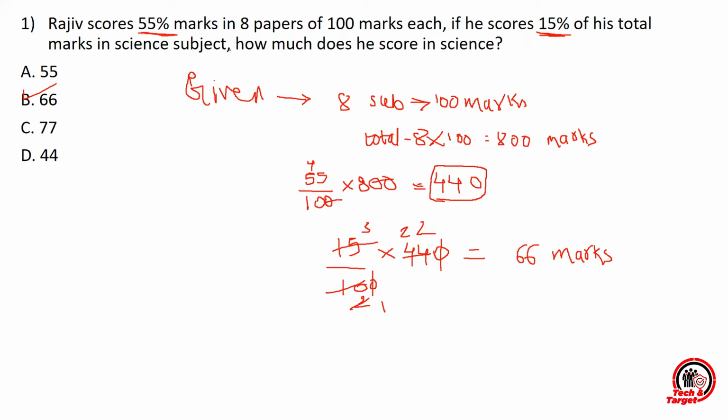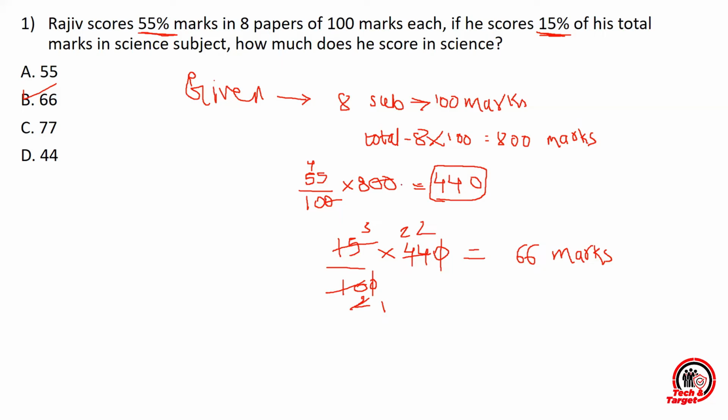Initially from the given data, we see that 8 papers will be there of 100 marks each. So total marks will be 8 into 100, so 800 marks, and he scored 55% marks. So out of 800, 55% means 55 by 100 into 800. So that will be 440 marks. And then out of these 440 marks, 15% of these marks were scored in the science subject.